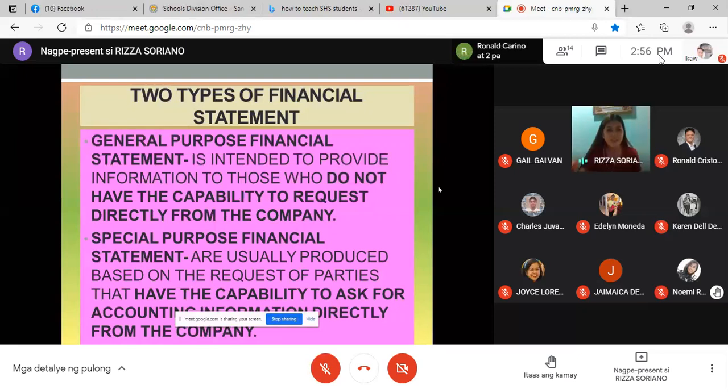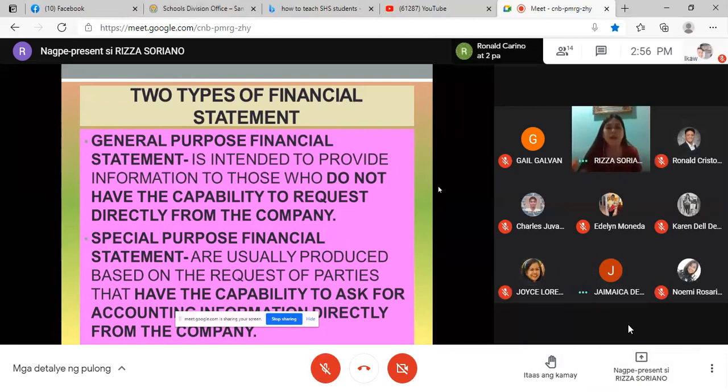Is the general purpose financial statement intended for internal users or external users? Based on the definition flashed on the screen. External, ma'am. Okay, very good, Ronald. So, the general purpose financial statement is intended to provide information to those who do not have the capability to request directly from the company. The keyword here is that the external users do not have the capability to request directly from the company. Are they inside or outside the company? Outside the company. Yes, very good class.